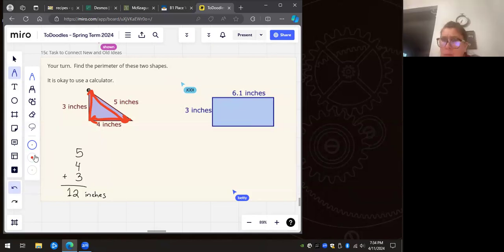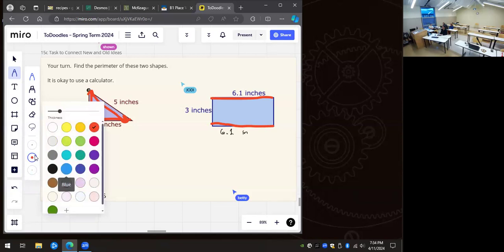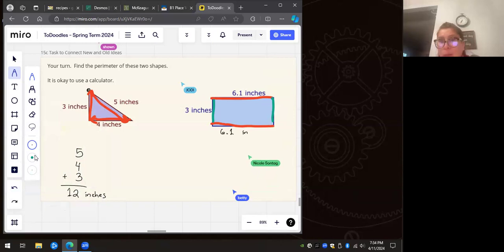6.1. And how did you do that? Because the upper one is 6.1. Yeah. Part of being a rectangle is that the opposite sides match, so this one is going to be the same as that one. And in a similar way, how big is this side on the right? 3 inches.